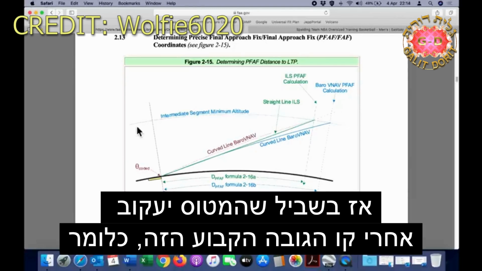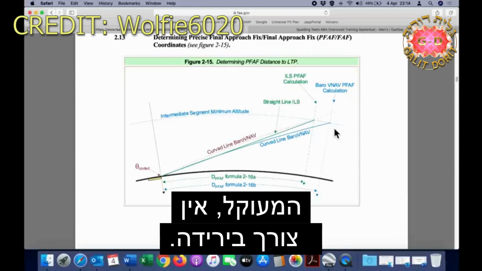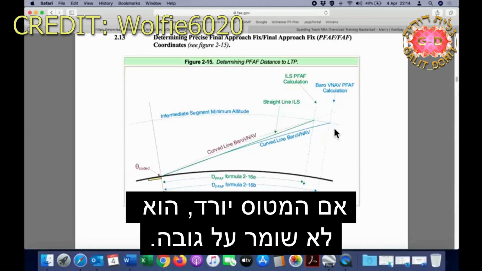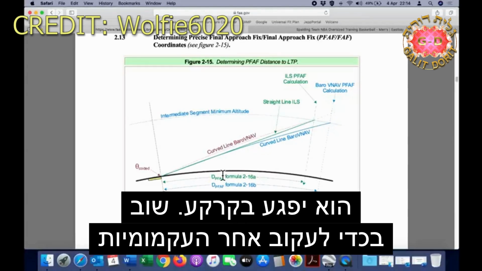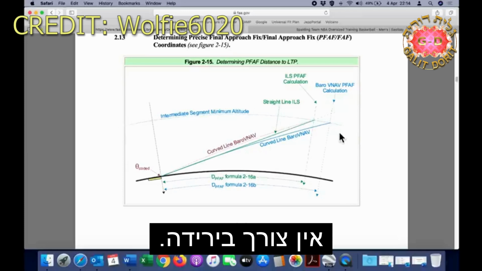So for the aircraft to follow this constant altitude line, which is curved, there is no descending required. If the aircraft descends, it is not maintaining altitude, it is getting closer to the ground, and if it continues descending, it will hit the ground. To follow curvature, no descending is required.